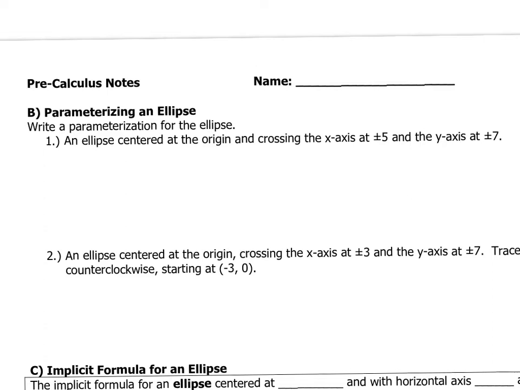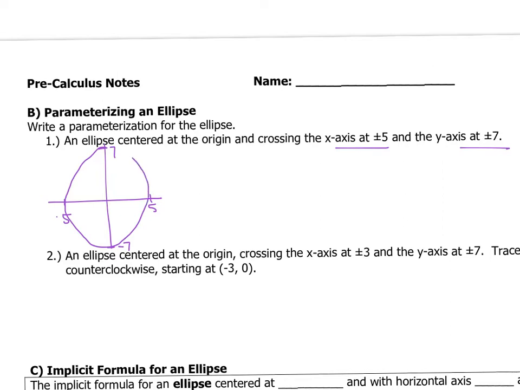Okay, now looking at parameterizing an ellipse, this is going to again feel very similar to what we did with circles. So if you look at the first one, we definitely want to draw out our picture. We have an ellipse centered at the origin, crosses the x-axis at plus or minus 5. So here's 5 and negative 5. And then it's crossing the y-axis at positive and negative 7.